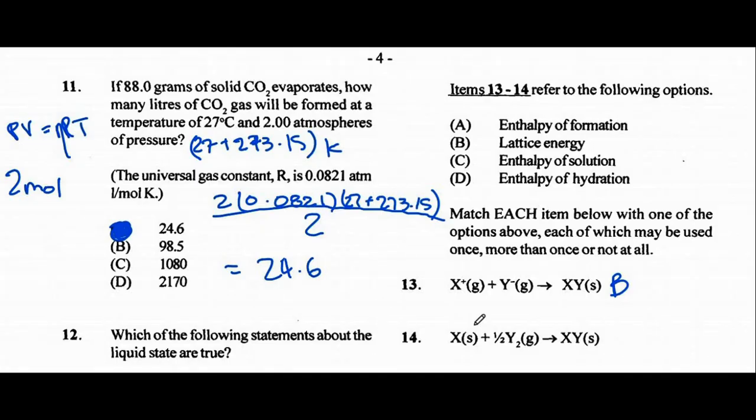Now here X is in its solid state, and Y2, or the molecule of Y here, is in its gaseous state, and it forms a compound that is solid, and it's 1 mole of that as well. And you see where these now are in their standard state. So this is the enthalpy of formation. So 13 is B and 14 is A. So review those definitions and you should be fine.